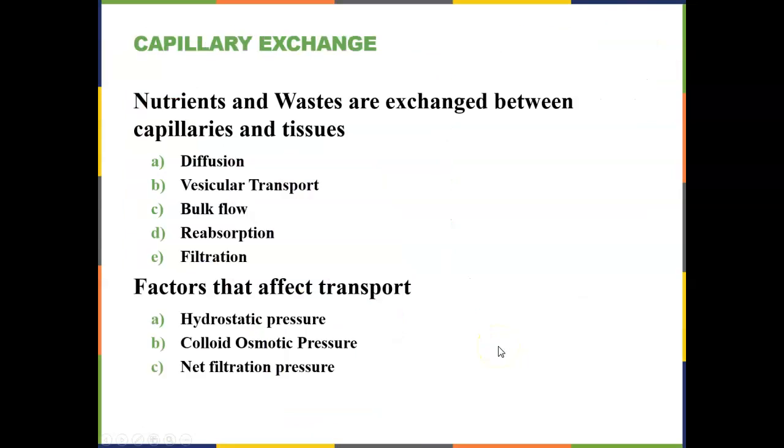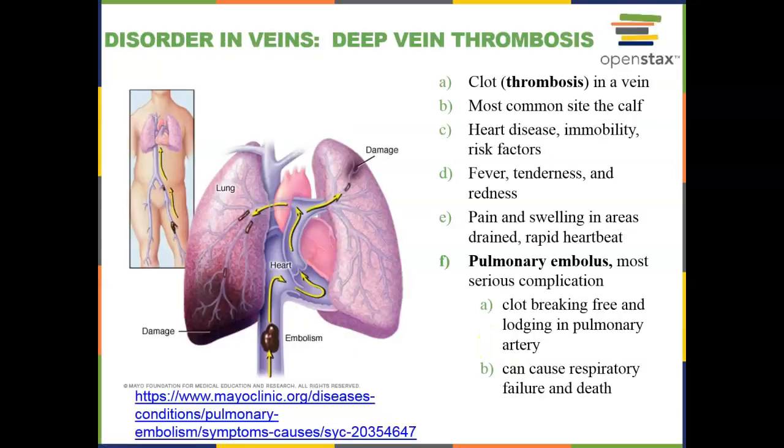Another disorder is called a deep vein thrombosis. So I mentioned that if blood pools for a long time, that can cause problems, and that's why, like, if you're in a plane for a long period of time, you need to get up and walk around, because if blood pools for a long time, it can actually lead to a thrombosis, which is a blood clot in an unbroken blood vessel.